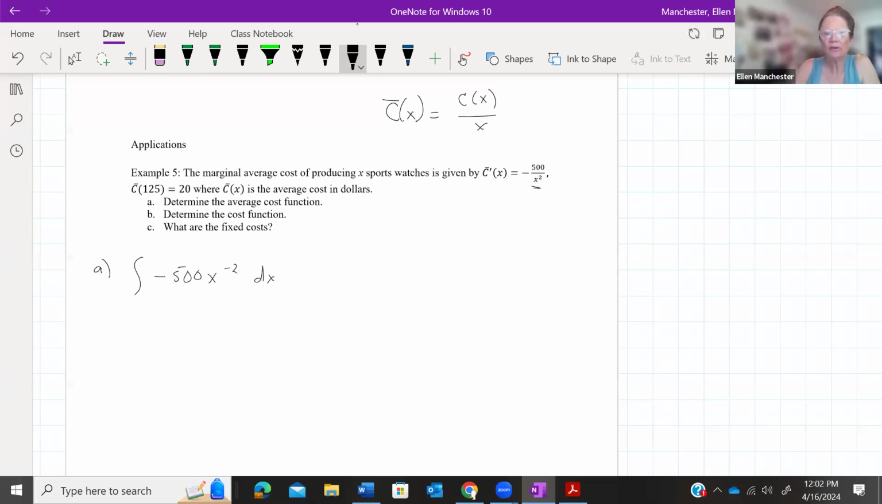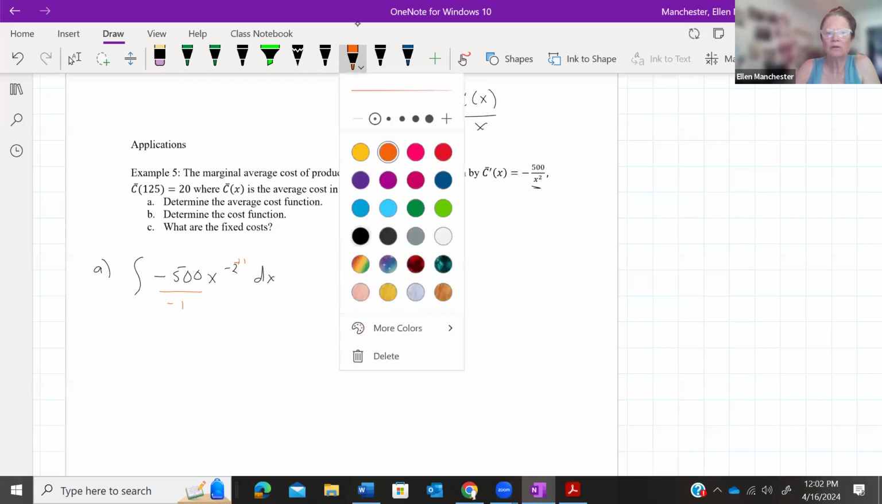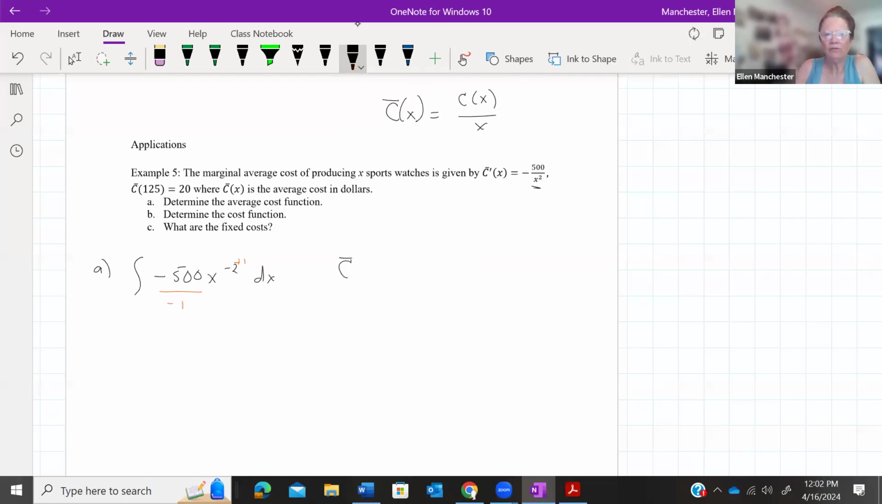So you walk through the process again. We're going to add 1, divide by our new exponent. So our average cost is 500 x to the negative 1 plus c. That's our average cost. Now we have to plug this value in, and notice it is average. C bar means average. Okay, so our average cost is 20.